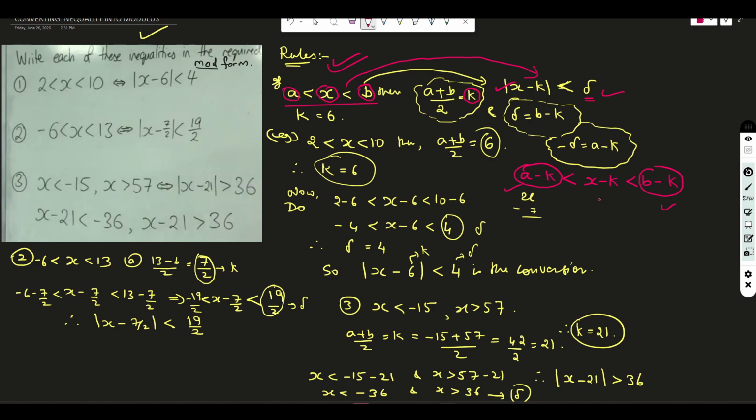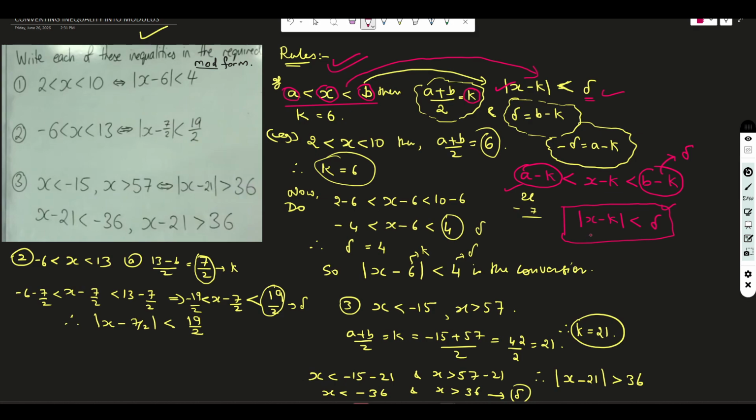So this will be positive and this will be negative. When you reach that stage, all you have to do is write modulus of x minus k less than this particular quantity, the positive quantity you can take. Suppose b minus k is equal to delta, so that you have to take. This is how you convert any inequality into modulus form.